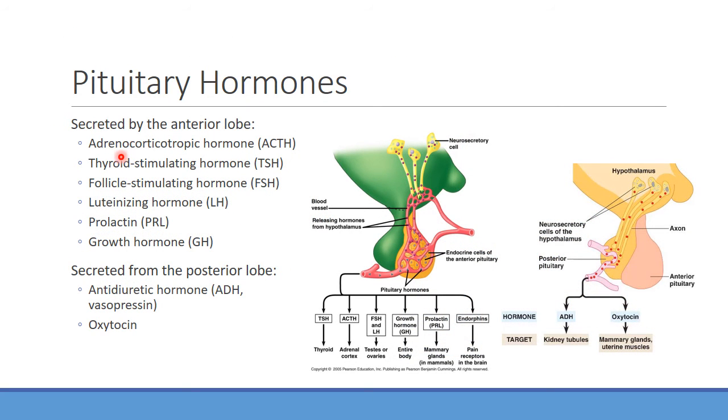Note here, we mentioned the substances will be released by the anterior lobe of the pituitary gland, and then the major ones coming from the posterior include our antidiuretic hormone, or vasopressin, ADH, and also oxytocin. We already alluded to these previously, but we'll talk about them in more detail in just a few minutes.